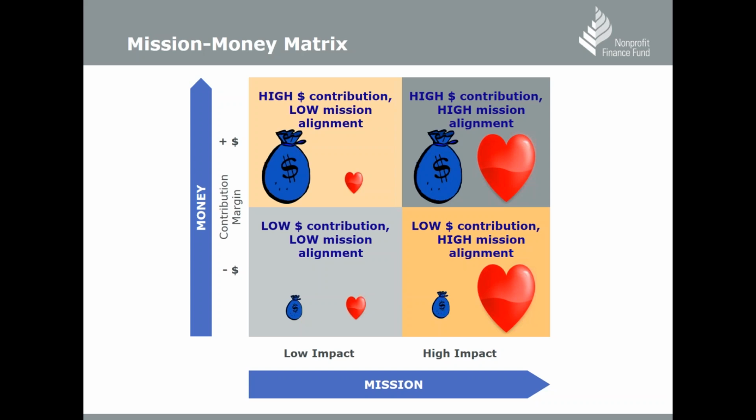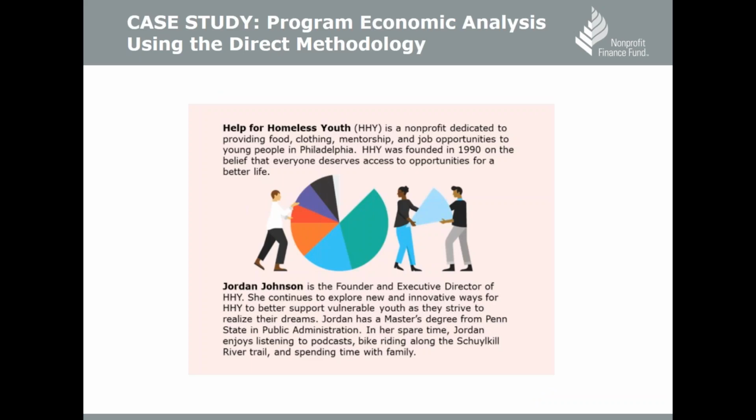All right, so let's head into our case study. Here we go. We're going to use the budget of our fictitious Help for Homeless Youth Agency, otherwise known as HHY, to help illustrate the concept of this program economics direct methodology and also the model that goes along with it. So we introduced Jordan Johnson, the executive director of HHY, a few webinars back, and we're going to use her and also her organization to walk through the concept and the tool.